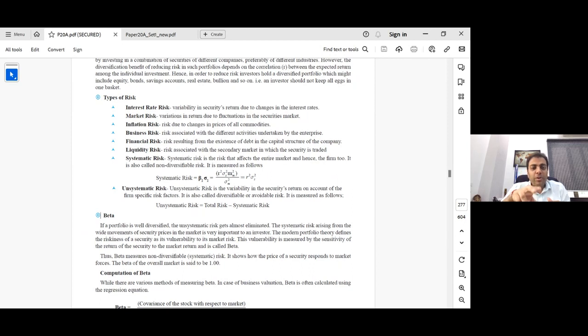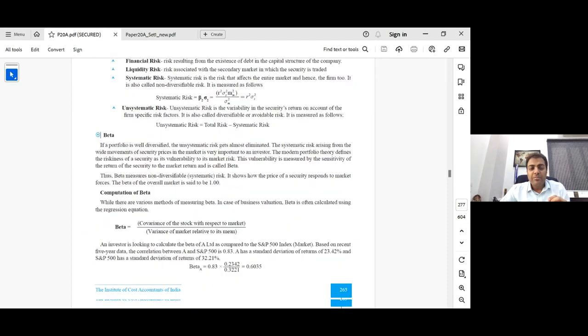So here you will learn about two additional terms, systematic and unsystematic risk. Unsystematic risk, the formula is given, unsystematic risk is total risk minus the systematic risk. And then we introduce the concept of beta.